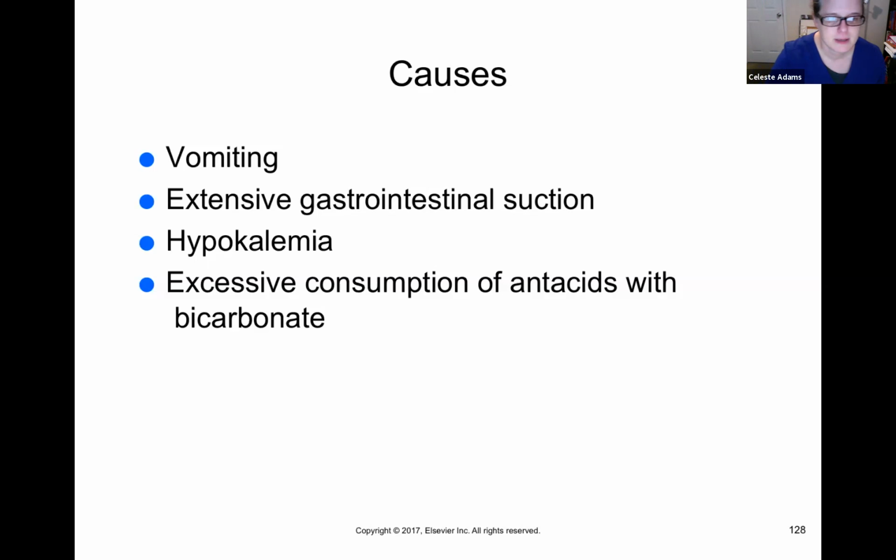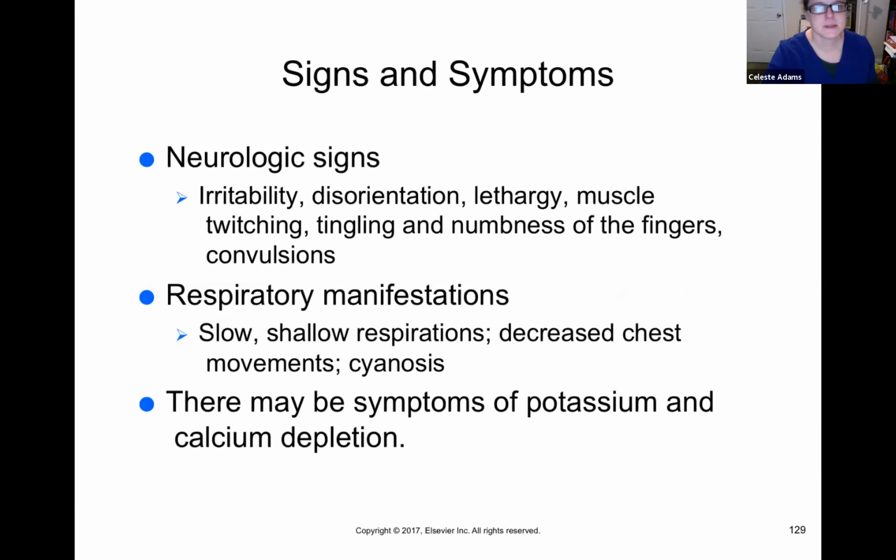All right, so some signs and symptoms of metabolic alkalosis. Kidneys are in trouble, too much base. Neurologic signs are going to be irritability, disorientation, lethargy, muscle twitching, tingling and numbness of the fingers, and convulsions. Respiratory manifestations, because the respiratories are coming in to help: slow, shallow respirations, decreased chest movements, and cyanosis.